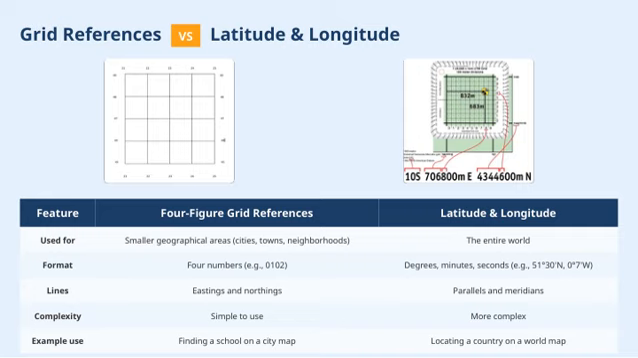For example, if you're trying to find a school on a city map, you'd likely use a 4-figure grid reference because it's quick and precise for small areas. But if you're locating a country on a world map, latitude and longitude are the tools you need. And an important point to remember, don't confuse 4-figure grid references with latitude and longitude. They are different systems, each suited for different purposes. Understanding these differences helps us choose the right method depending on whether we're working locally or globally.